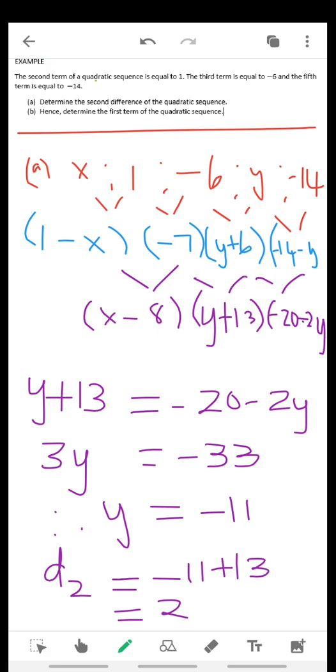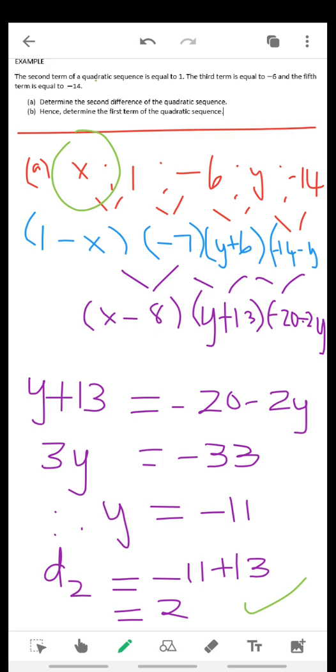That's my second difference. Okay, well done, and we have found our D2. Now B, hence determine the first term of the quadratic sequence. Let us go back. What is the first term? The first term is x. Meaning when I find x, I've already found my first term.